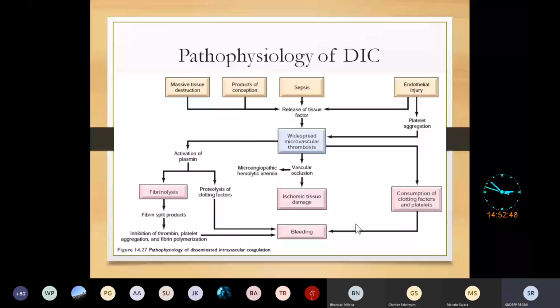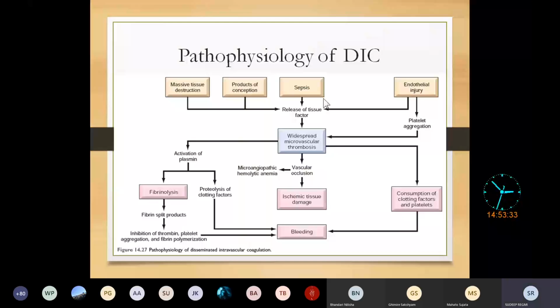You should know this flowchart. Whenever it is asked in the exam, you have to write a bit in paragraph form about the pathophysiology and make this flowchart. Do not only write, but make this flowchart, which is compulsory if the pathophysiology of DIC is asked. Then write something about the triggering factors: number one is release of a procoagulant like tissue factor, and second is activation or endothelial injury.